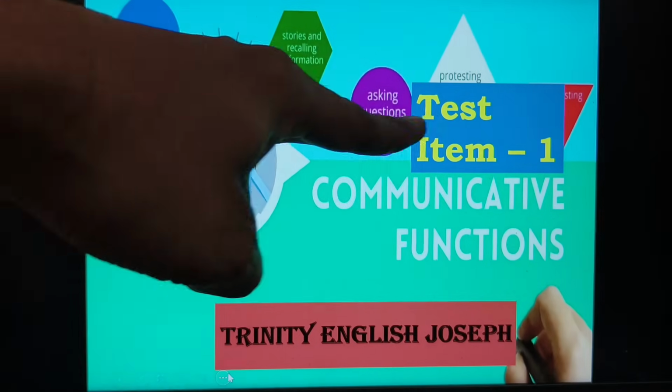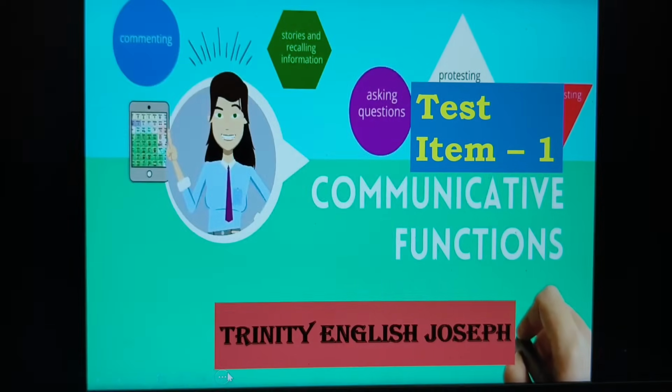And now we would be discussing the test item 1, communicative functions.